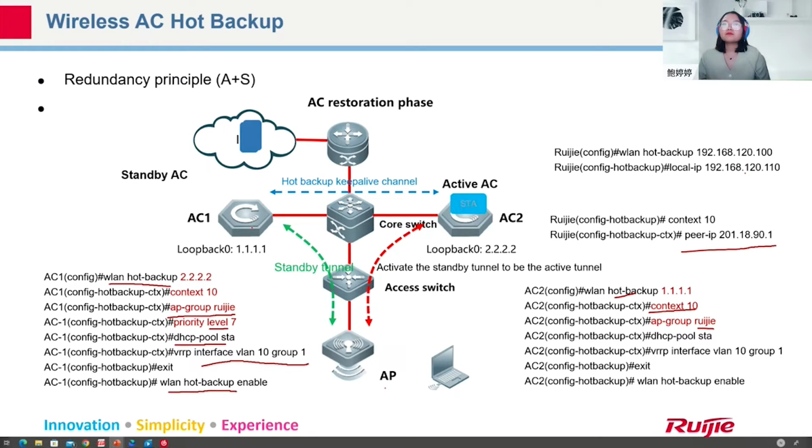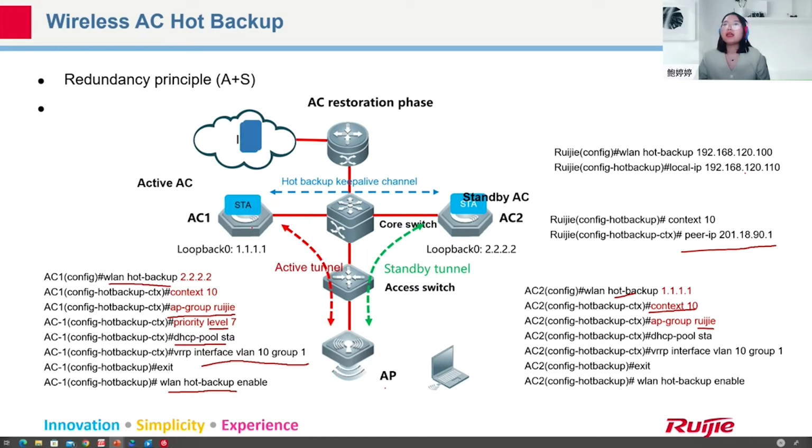In this scenario, AC1 at the beginning will become the standby AC. And 10 minutes later, this is a default time, because the preemption mode is enabled, AC1 also can get every piece of information of the station from AC2. Then AC1 will become the new active AC, and AC2 will become the standby, because compared with the priority, AC1 has a higher priority. And this time is 10 minutes.